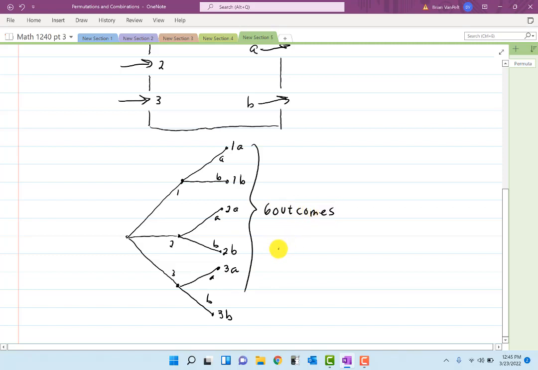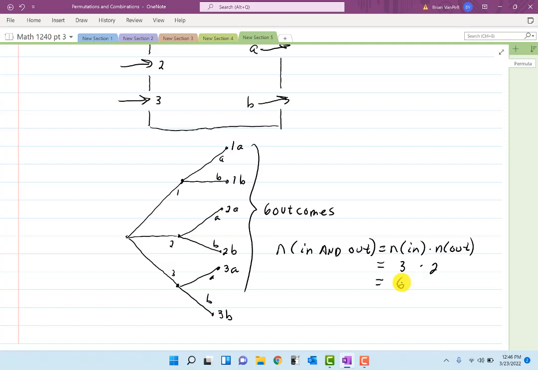So if we look at the number of in and out, we get the number of ways in times the number of ways out. One thing you should ask yourself is, how do we know it's independent? Well, because once you choose a way in, you are free to choose any of the 2 outs, because I didn't specify in the problem that there was any restriction on doing so. So these are, in fact, independent.